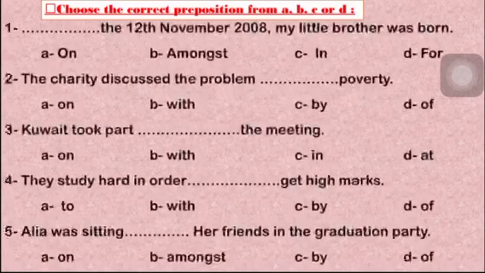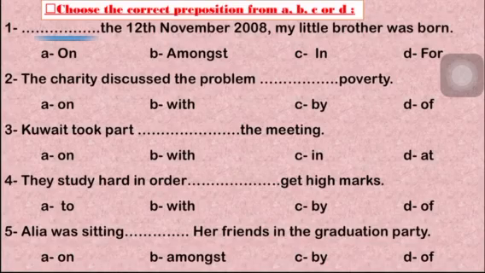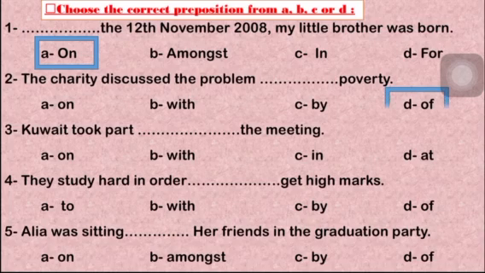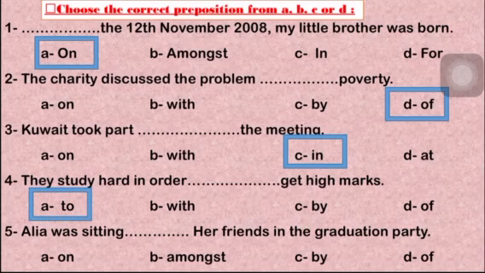Number 1, blank the 12th of November 2008, my little brother was born. So it is on because it's a date. The charity discussed the problem of poverty. Kuwait took part in, we said take part in. They study harder in order to get high marks. So as we said, in order is followed by to. Alia was sitting amongst her friends because here we have more than two.